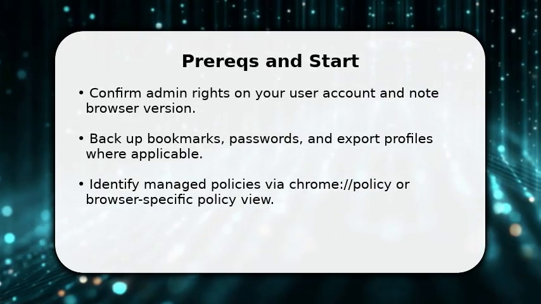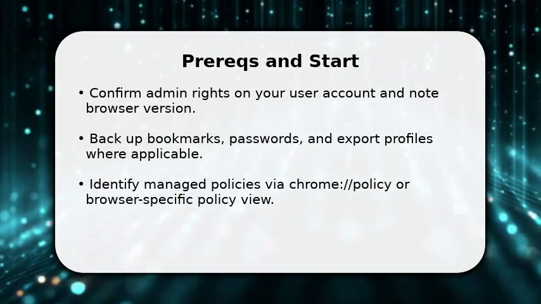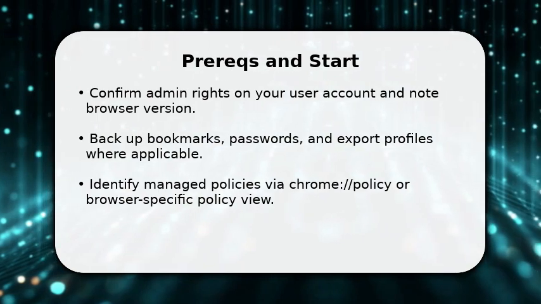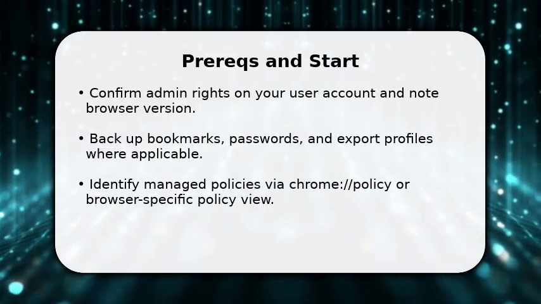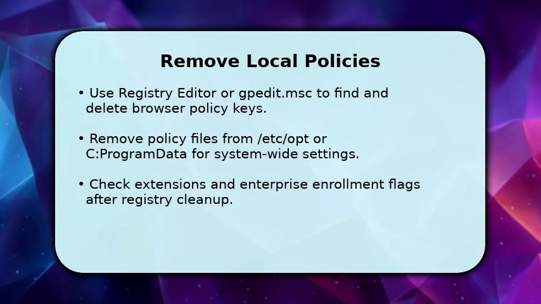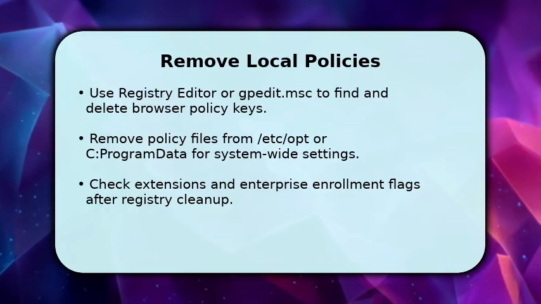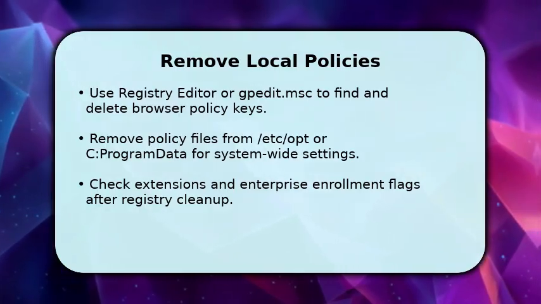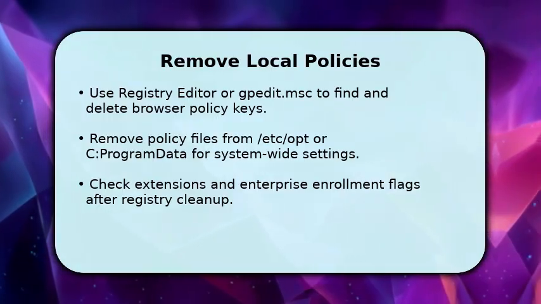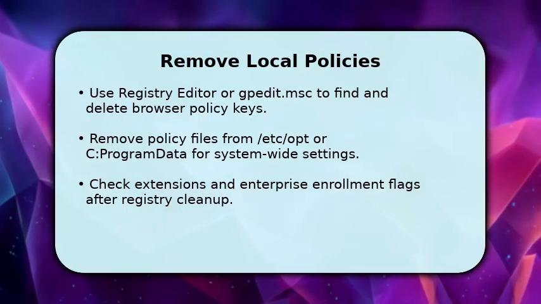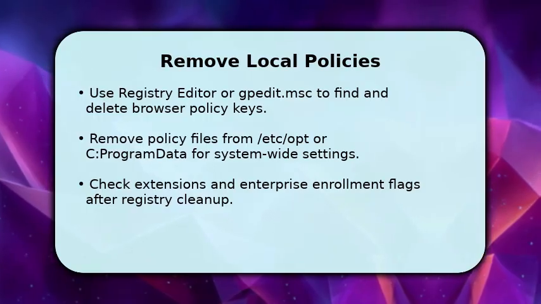After noting policies, close unnecessary tabs and copy policy names into a text file so you can remove them methodically in the next steps. Now you'll remove local policy sources. On Windows, open Regedit and navigate to the browser keys under HKLM and HKCU, then export before deleting suspicious policy values. If on Mac OS or Linux, delete policy JSON files in /library or /etc directories respectively. Once done, restart the browser in safe mode to confirm changes.